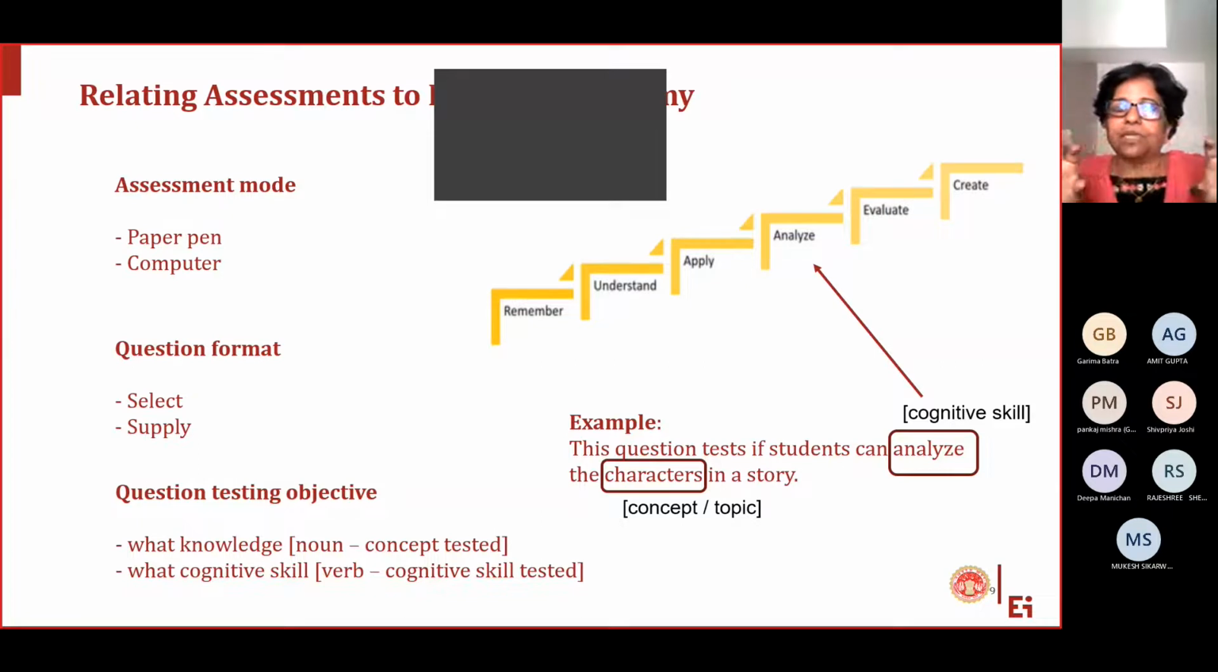So it's better to have a table. Suppose somebody tells you, please create 8 questions on this passage. In your mind you should have a table of, okay, 2 for memory questions, 2 for understanding, 2 for apply, to break it down like that. Otherwise, it will become very boring for the students to answer the paper, and you will not know how deep the child knows a particular concept. So this is how we relate assessments to Bloom's taxonomy.